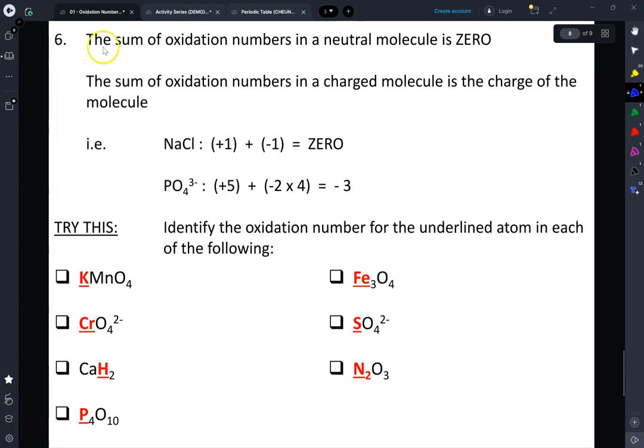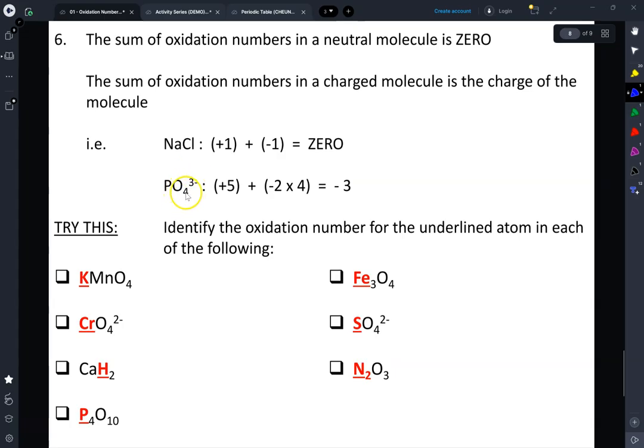With rule number 6, the sum of the oxidation numbers in a neutral molecule should be 0, while the sum of oxidation numbers in a charged molecule is the charge of that molecule. So you may have to do a little bit of detective work to determine the oxidation number of some elements. Because sodium chloride has no overall net charge, the oxidation number for each element should add up to 0. And it does. Sodium being an alkali metal has a +1 oxidation number, while chlorine as a halogen has a -1 oxidation number. +1 added to a -1 adds up to a 0.